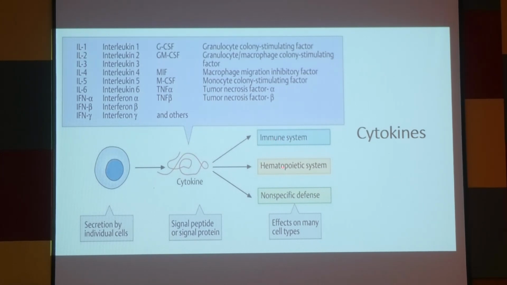Like the immune system, hematopoietic system, non-specific defense. So now we have to read about the immune system mechanisms of the cytokines like interleukin, interferon and tumor necrosis factor, and cytokines like G-CSF, granulocyte colony forming unit, and GM-CSF, granulocyte macrophage colony forming unit. This function is confined to hematopoiesis, the production of blood cells of various lineages in the bone marrow.